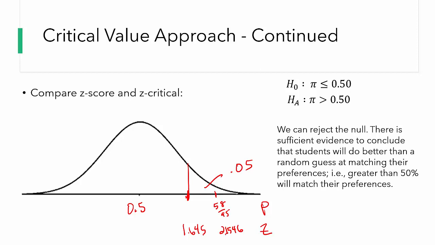There is sufficient evidence to conclude that students, or people more broadly, will do better than a random guess at matching their preferences, i.e., greater than 50% will match their perceived to their revealed preferences.